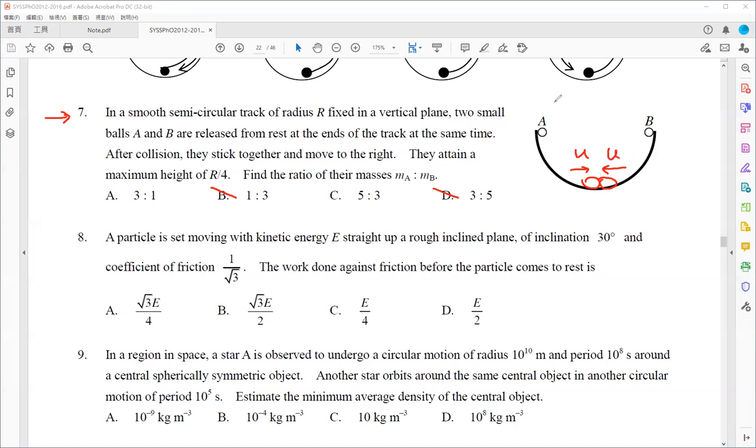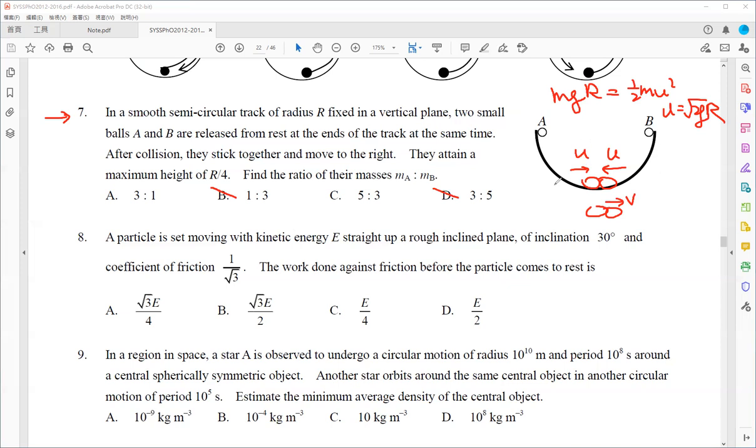So you just make use of conservation of energy. The loss in GPE, mgR, equals half mu squared. Then u is the square root of 2gR. Then we find the masses. Sorry, we make use of conservation of momentum to find the velocity after they collide.